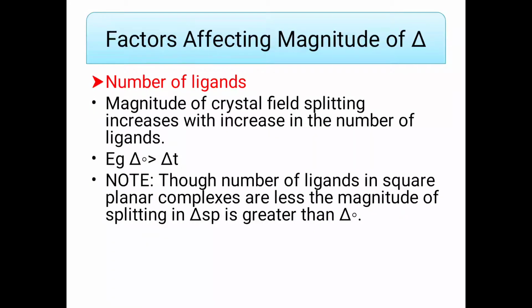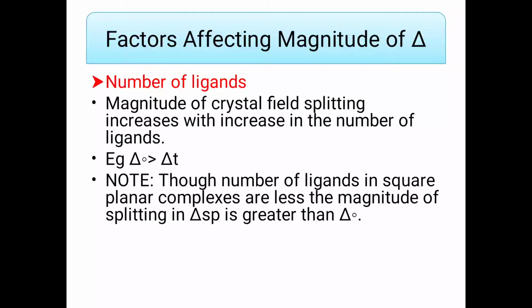Then comes the number of ligands. The magnitude of crystal field splitting increases with an increase in the number of ligands. Now you know octahedral has 6 ligands and tetrahedral has 4 ligands, so the splitting is higher in the case of octahedral. Therefore, always remember, tetrahedral complexes always give rise to high spin complexes. But for octahedral, that depends on the ligand. If you have a weak field ligand, it will give rise to a high spin complex, but if you have a strong field ligand, it will give rise to low spin.